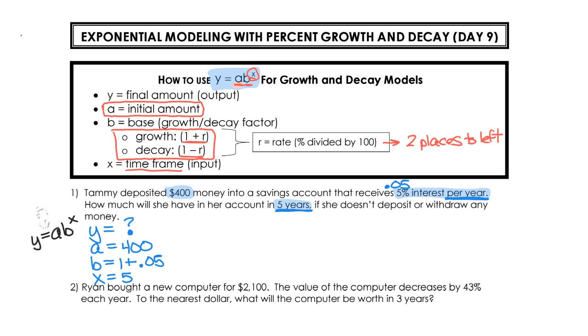All right, so we're ready to take our information and plug it in. Remember that our formula is y equals ab to the x. That's for exponential growth or decay. We don't know our y value or our output, but we know that we are starting with $400. We know that our b value is 1 plus 0.05, which is 1.05. Notice it's over 1, which is going to make it grow. And then we're going to be doing this for 5 years.